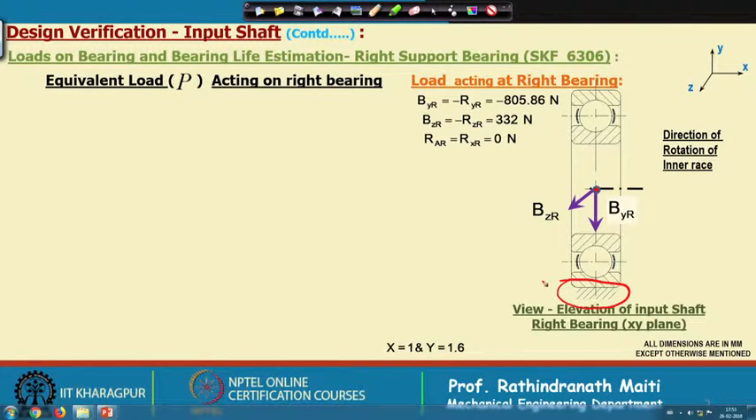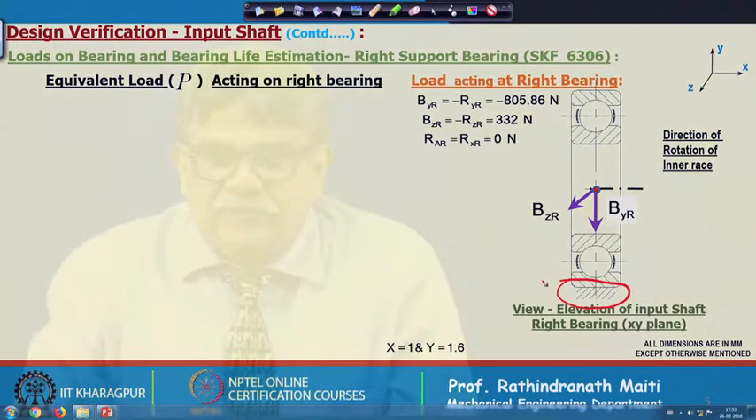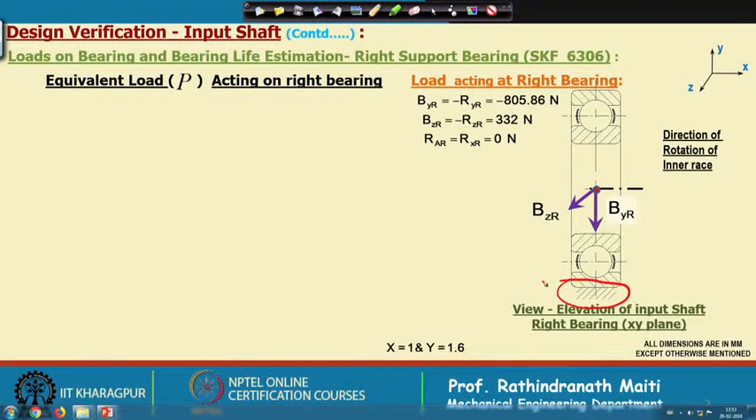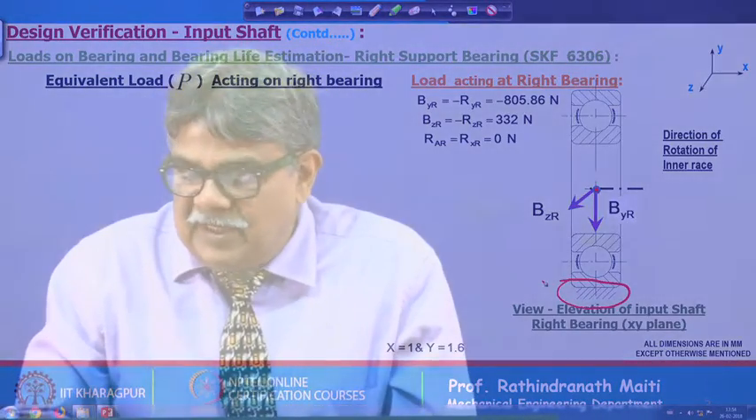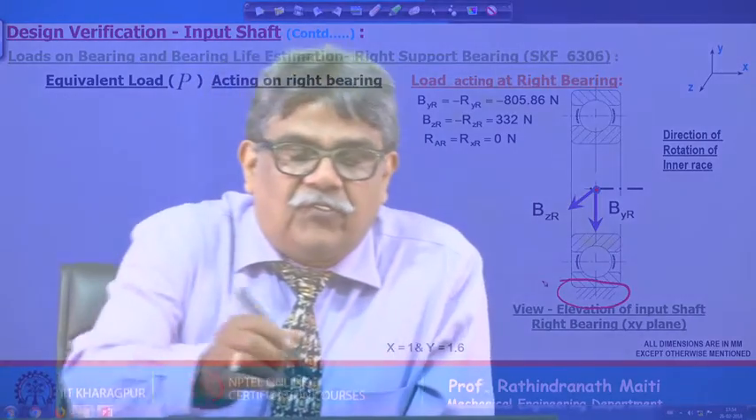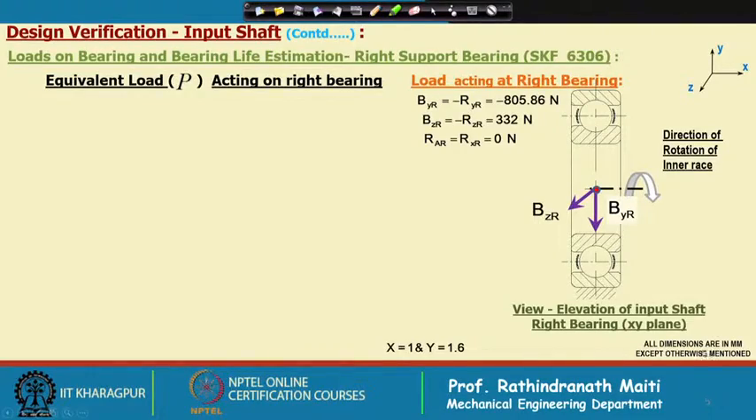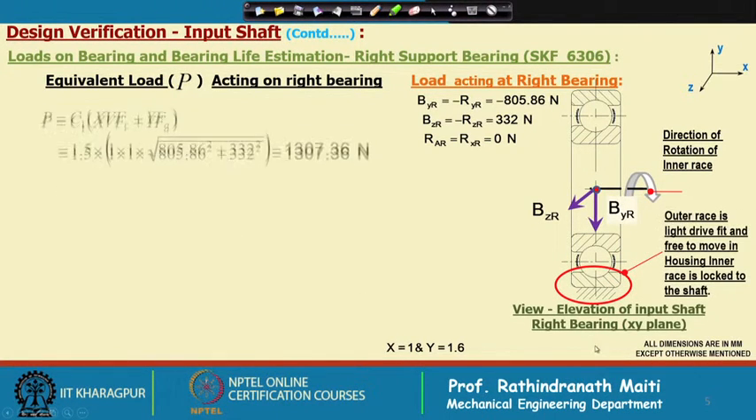And what are the loads coming over there? That is why we find there is a component of tangential load and a component of radial load, and they are acting in y and z directions. The magnitudes etcetera are given there itself, and then we shall go for bearing life calculations. The direction of rotation is also shown here. Now, this is the locking arrangement we have shown.